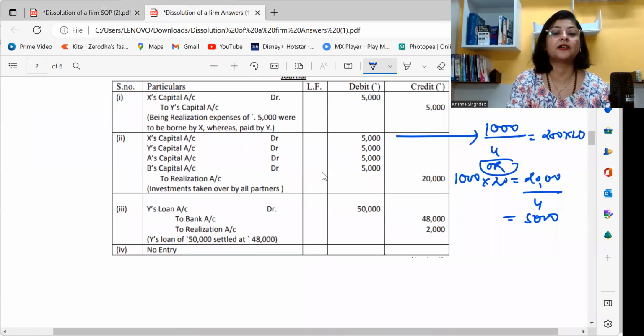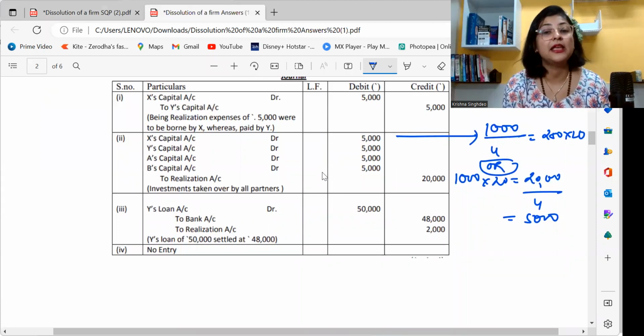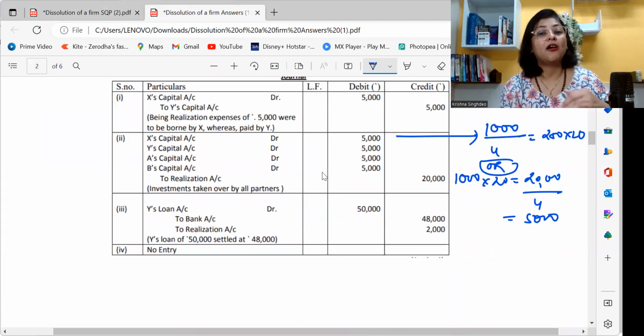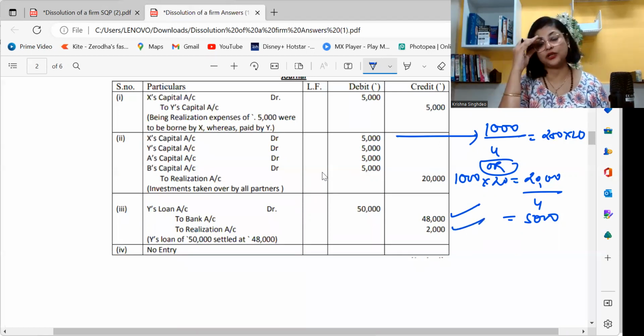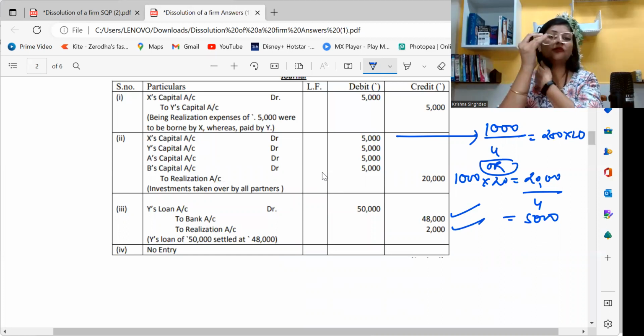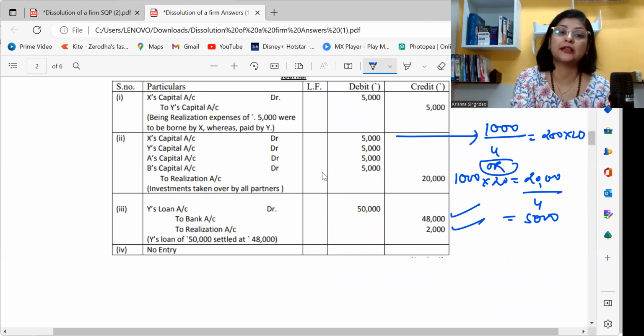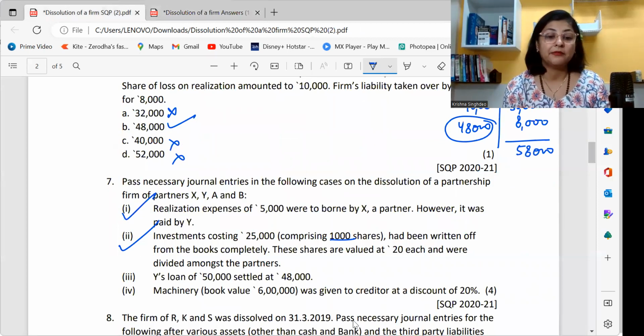As you can see over here, Y's loan account is debited because we are now paying off this liability. We are writing off this liability. That is why it is debited. It was a liability and it had a credit balance. By debiting it, we are closing it. And to bank for payment of 48,000 and 2,000 to realization account for recording the profit of 2,000 rupees which firm has earned.